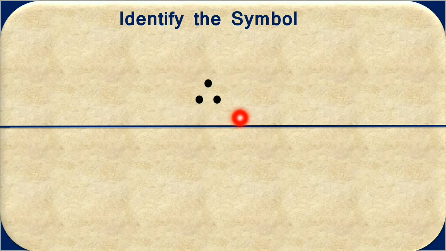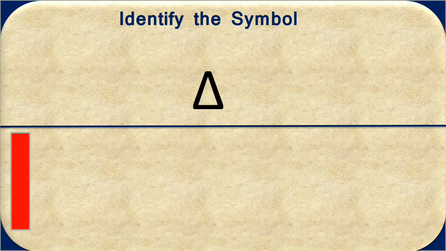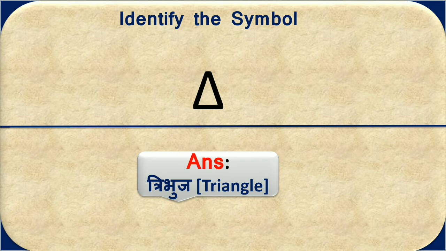This is hence. In Hindi we call it as isliye. Identify this symbol. This symbol is of... This is triangle. In Hindi we call it as tribhuj, जिसकी तीन भुजाएं होती हैं.